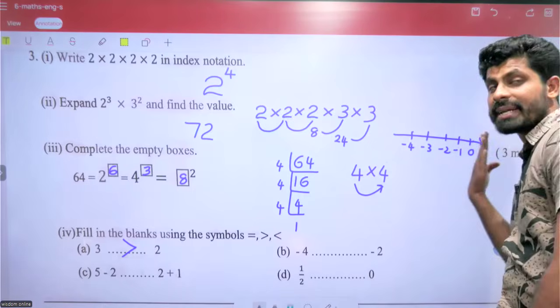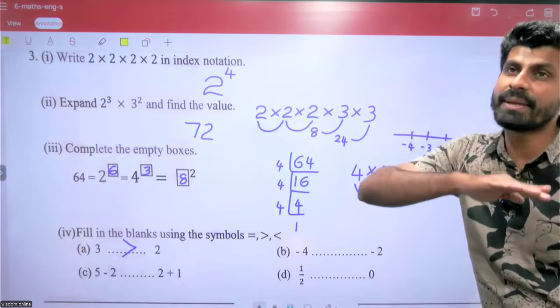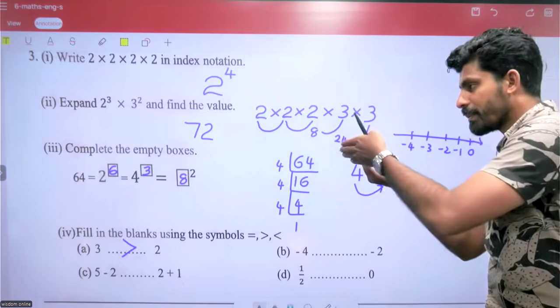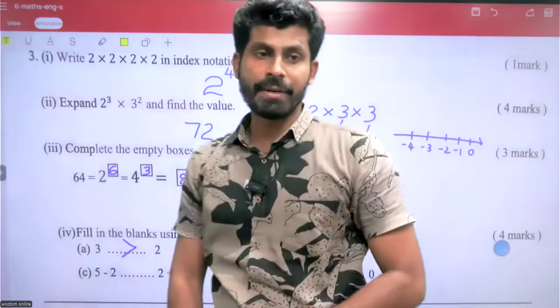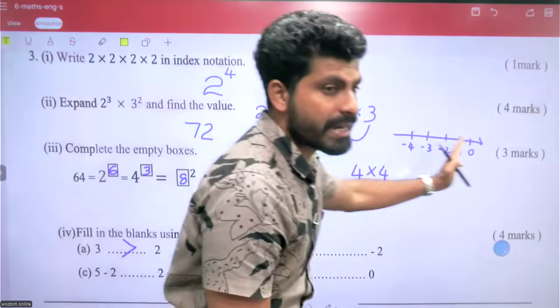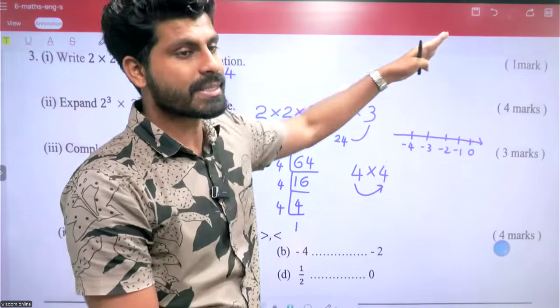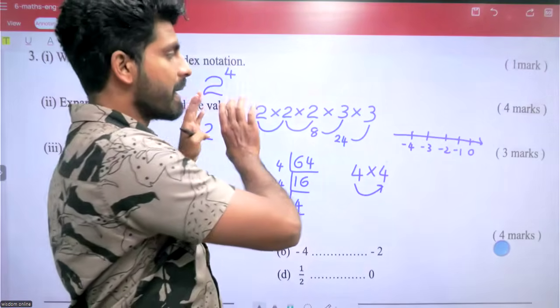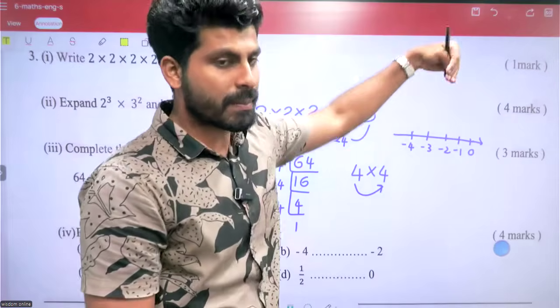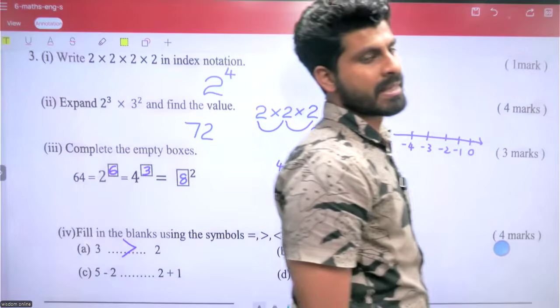When you are moving to the right side of the number line, that value is increasing. Number line එක දකුණට යද්දි value එක වැඩි වෙනවා. So if you are moving to the right side, that value is increasing. If you are moving to the left side, that value is decreasing. මේ පැත්තට යද්දි value එක වැඩි වෙනවා. මේ පැත්තට යද්දි value එක අඩු වෙනවා.